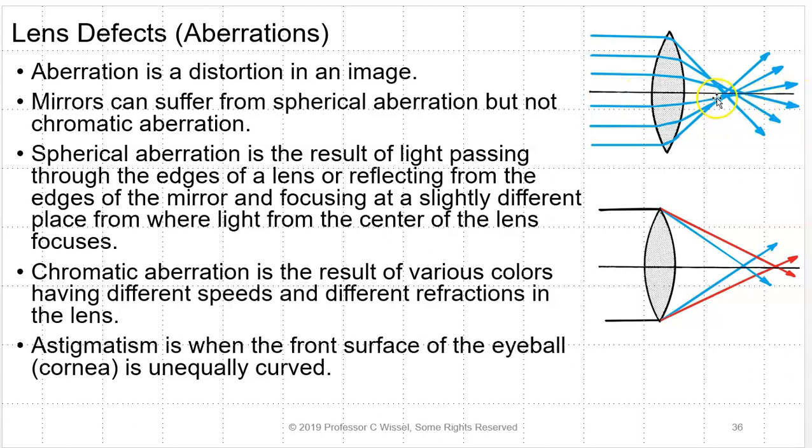So basically what happens here is the light coming from here has a focal point here. The light coming from here has a focal point out there. And you don't get a sharp focal point, you get a blurred image.